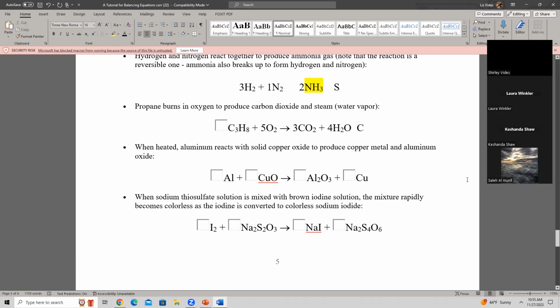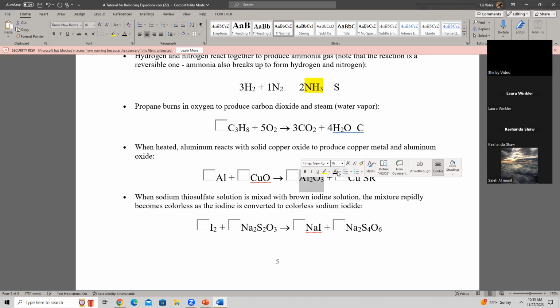Is a single replacement? Correct. No, you're right. Also synthesis, right? No, it is a single. Oh, no, single replacement. You're right. Okay. The aluminum is replacing the copper. You see that? I see. All right. So how do we balance? Always look at the most complicated, right? Which is this guy.